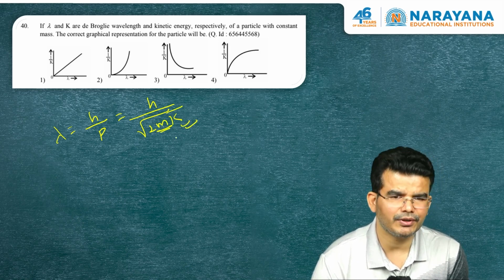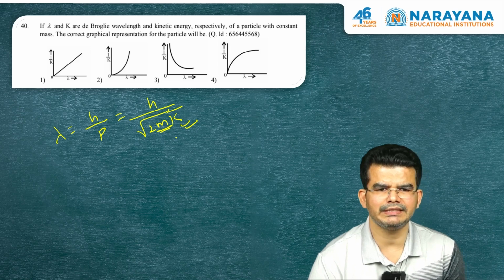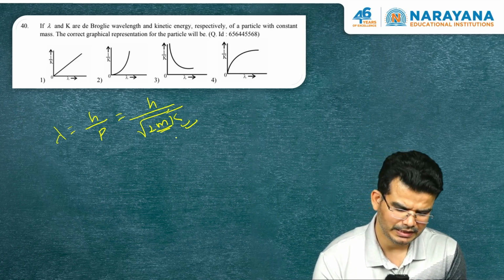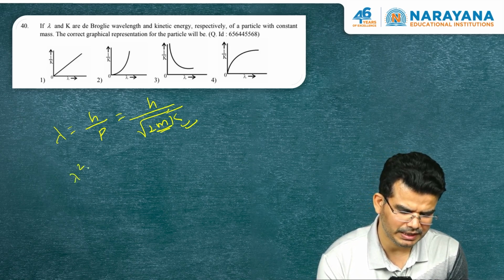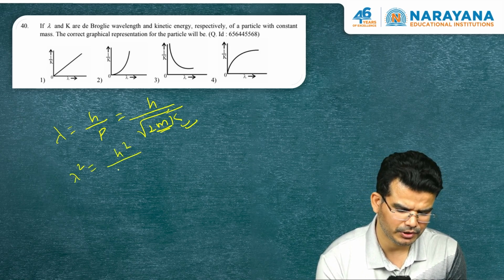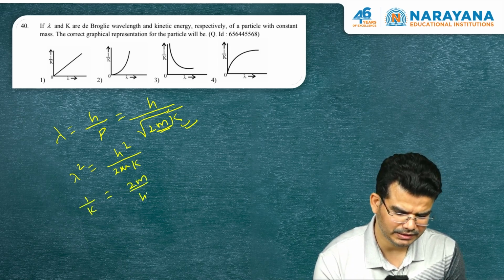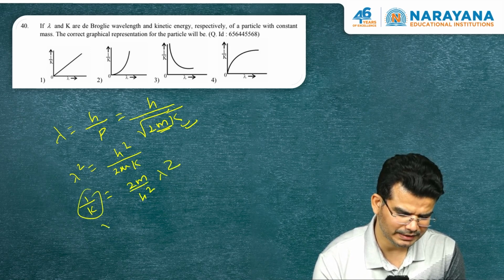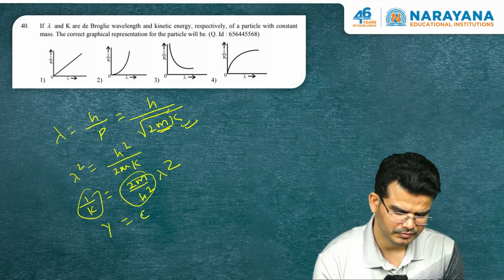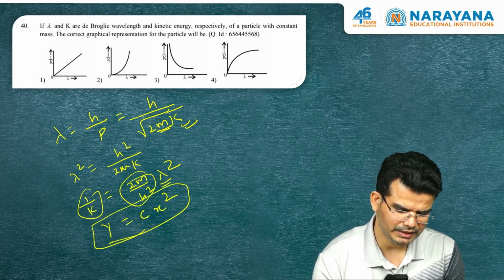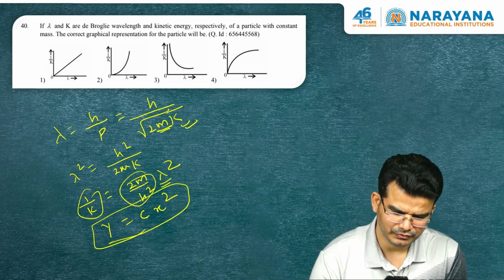So, we have a graph of 1 by k versus lambda. Let us square this: lambda square equals h square upon 2mk. So, 1 by k equals 2m by h square into lambda square. This is your y axis, this is some constant and this is x axis. So, y equals c x square, very simple thing.